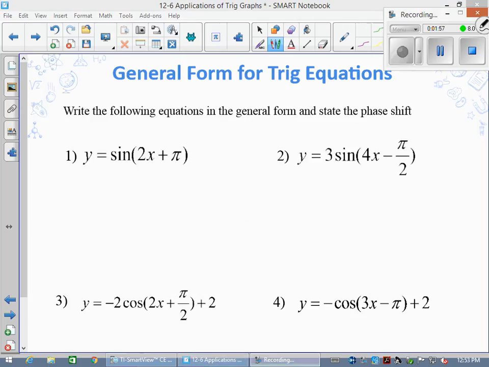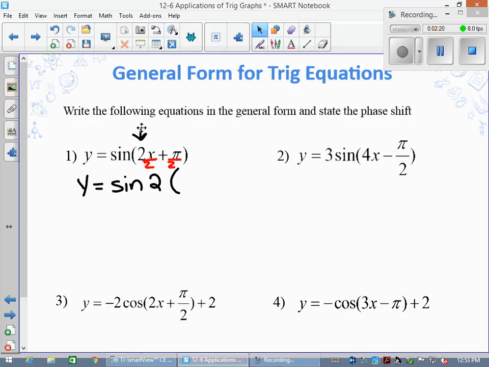So if we look at these functions, we want to write this equation in general form. And we know that it's not in general form because we do have a 2 out in front of the x inside of the parentheses. So I do want to factor that out. I'm going to have y equals sine of 2. And when I do factor that out, I do want you to divide each of these by 2. And when I factor that out, I'm just going to be left with x, and then plus pi divided by 2 is just pi over 2. So this is our function in standard form.